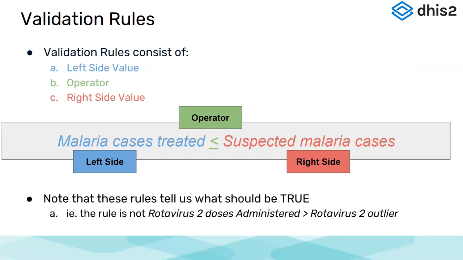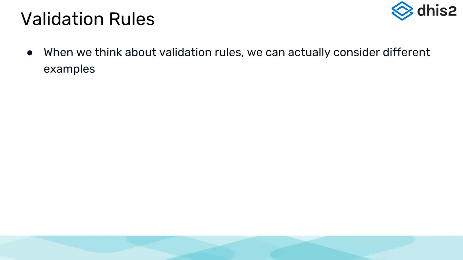Note that this rule tells us what should be true. For example, the rule is not rotavirus second dose administered, which are higher than the rotavirus second outlier. So in this example, the validation rule is coming to state something which is true. It is not stating something taken out of nowhere. So it has to be based on a logical situation. When we think about data, when we think about validation rules, we can consider different examples.